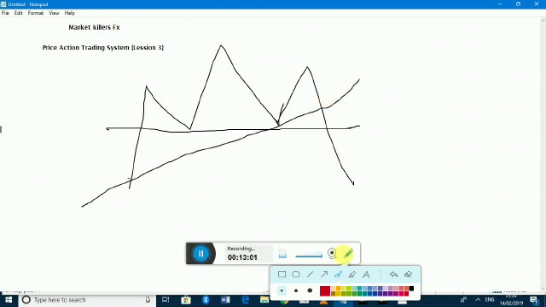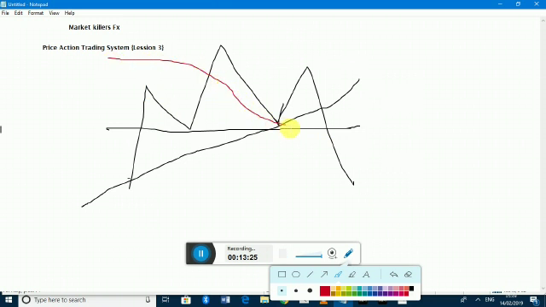Are we together, guys? So when do we sell? We sell when our second leg crosses the moving average. That's when we sell. So we wait for it to cross our moving average, number one, and number two, it will also cross our support level.